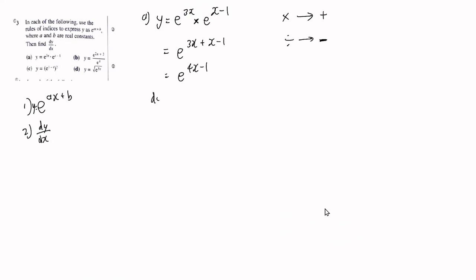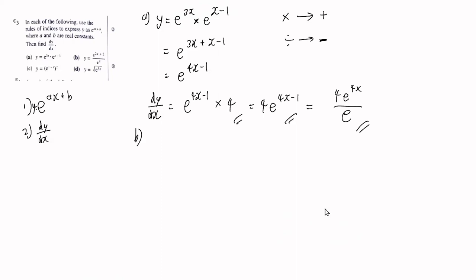Good. Therefore, dy by dx is e to the power of 4x minus 1, first step copy and paste, times 4. 4, exactly. Easy. You can also rewrite it as 4e power 4x minus 1. If you want, you can even rewrite it as 4 times e power 4x. There's a minus 1, so e power negative 1, bring down, so it becomes over e. That also works.